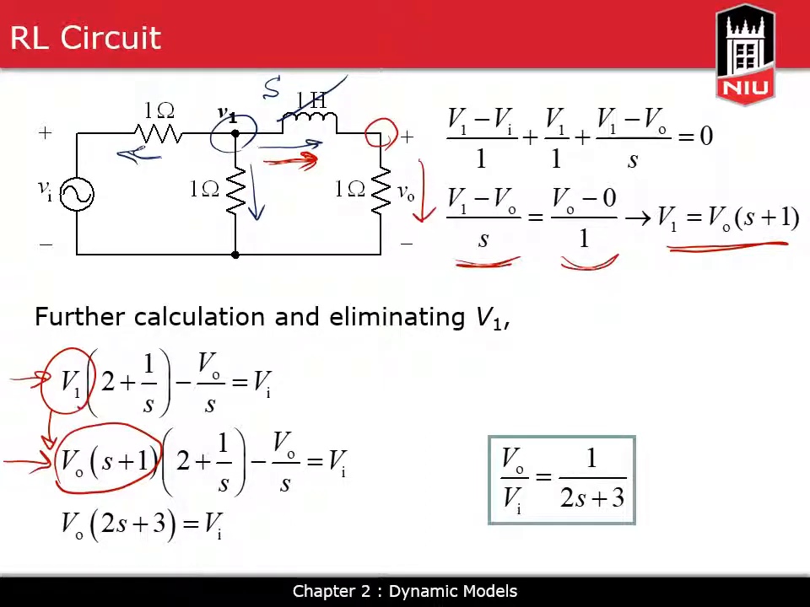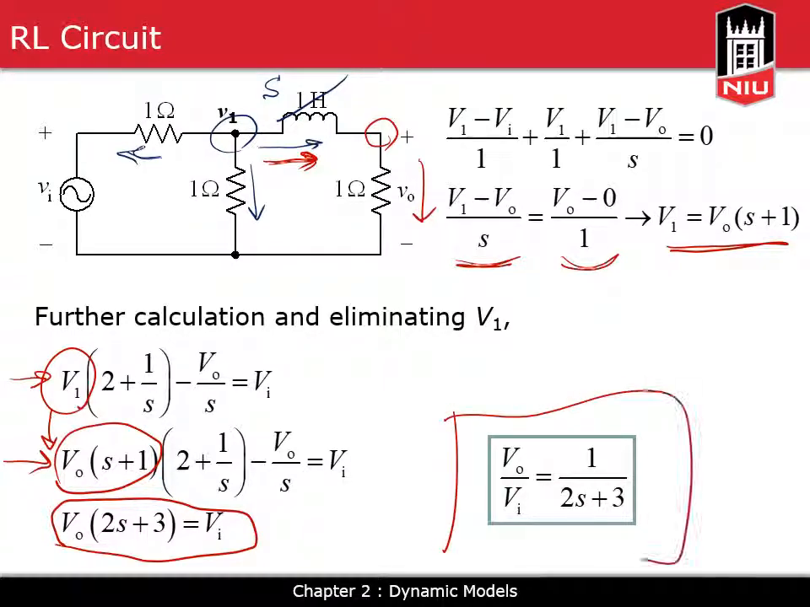All we have to do, keep all the terms that have VI on one side, all the terms that have VO on the other side. So with some simple manipulations, we can get this last equation, VO times 2S plus 3 equals VI. If we want to get the transfer function, all we need is the output VO over input VI in the S domain. So divide both sides of that equation by VI, then divide both sides by 2S plus 3. We will get this transfer function. VO over VI is 1 over 2S plus 3.